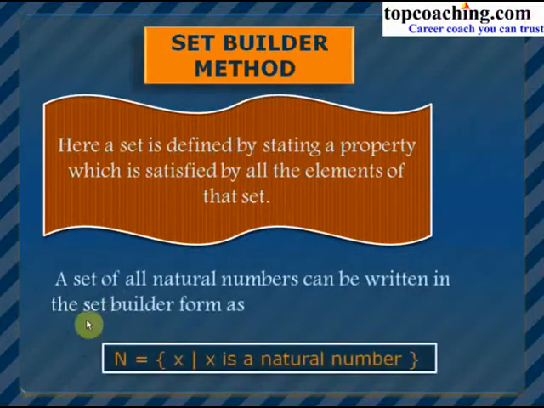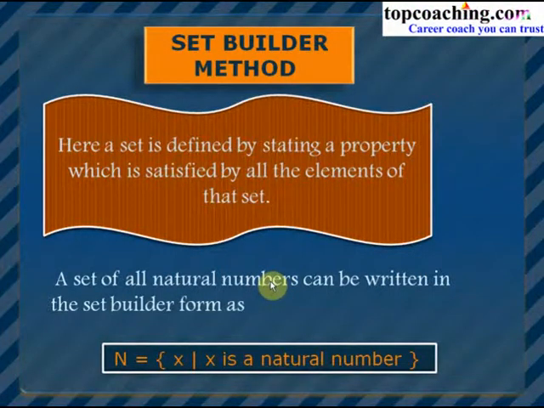For example, a set of all natural numbers can be written in the set builder form as X, then a vertical line, X is a natural number. So this portion represents the property exhibited by all the elements of this particular set. So here X is a natural number, so this is a property that is exhibited by all the elements contained in the set N. So this is written in the set builder form. In the roster method, it would be written as braces 1, 2, 3, 4, 5, 6 and so on.